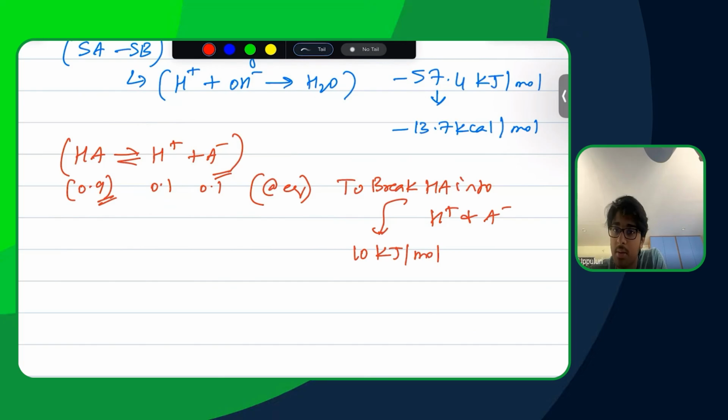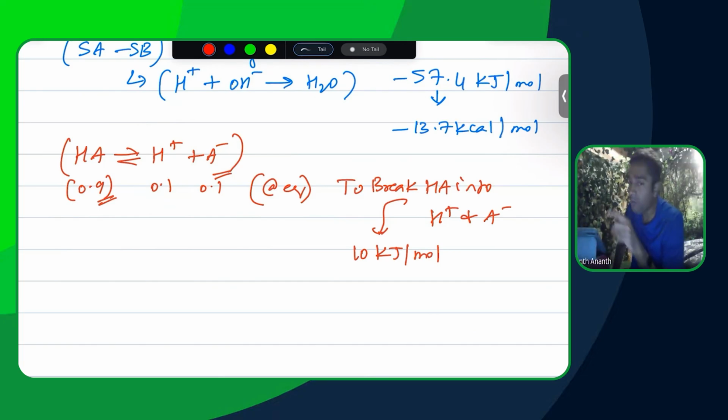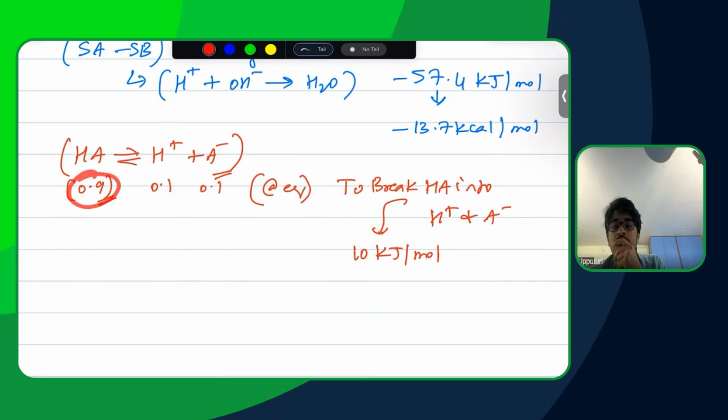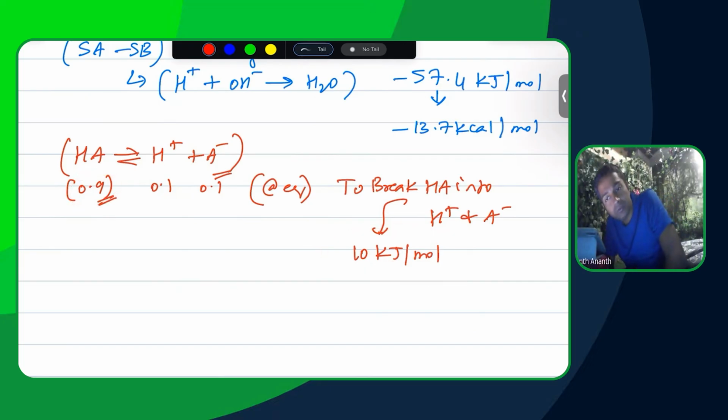That means how much energy is going to be consumed for this dissociation now? 0.1 was already there. 0.9 was not dissociated. This undissociated will have to break now. So for 1 mole to completely dissociate, it required 10 kilojoules. So for 0.9 to now dissociate, how much is going to be consumed? 9 kilojoules.